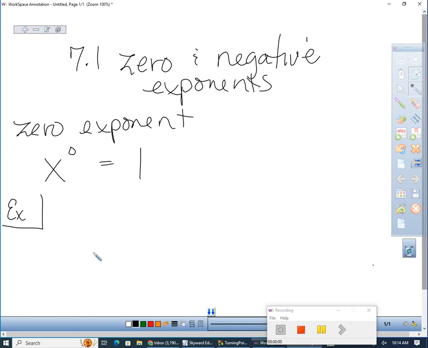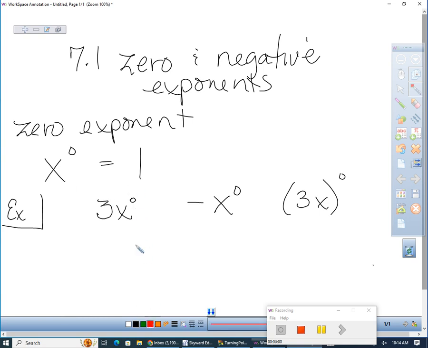Okay? Let's say I have 3x to the 0. We're going to go negative x to the 0. And let's go (3x) to the 0. So we have 3 different instances there.